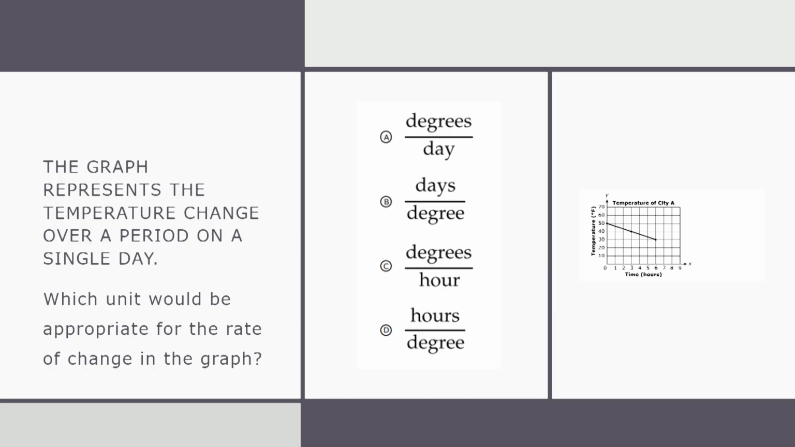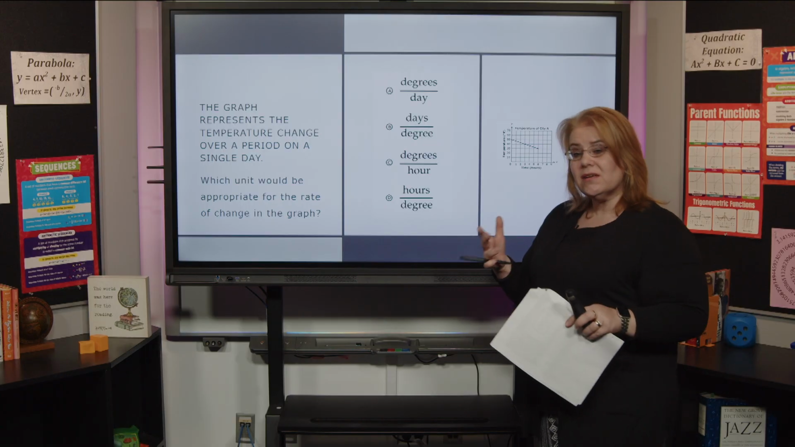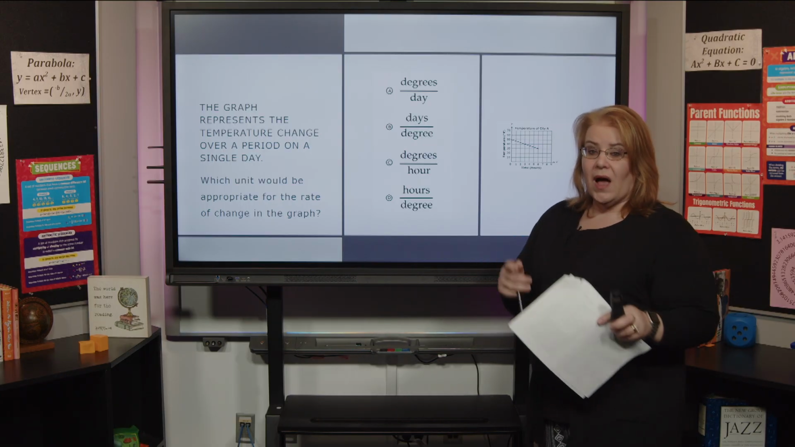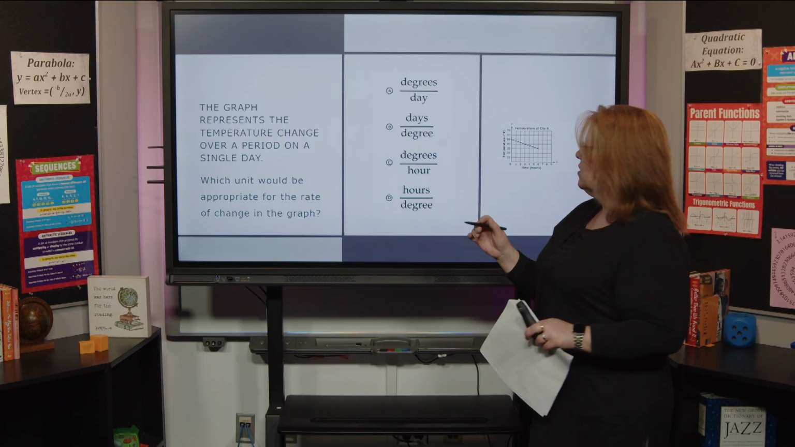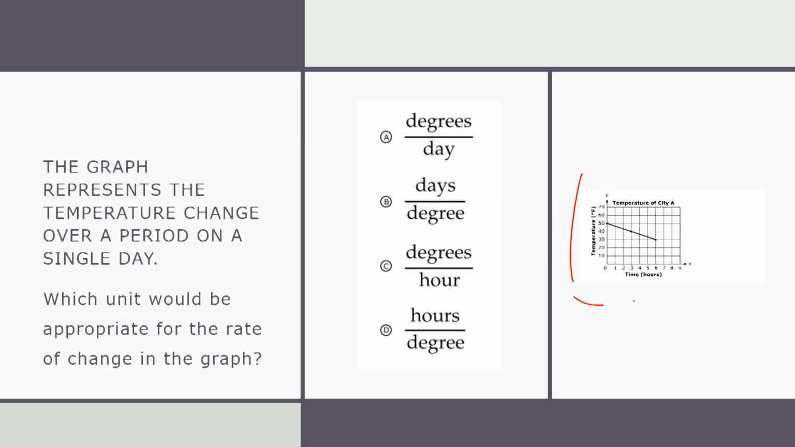So our first question reads, the graph represents the temperature change over a period on a single day. Which unit would be appropriate for the rate of change in this graph? So we have to remember that our rate of change is also considered slope. So we have rise over run. Rise on our y values, run on our x values. So we're rising and we're running. So I have temperature over time, which would be degrees over hours. So my answer would be C.